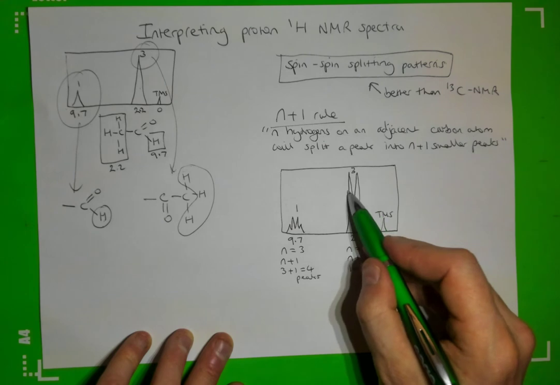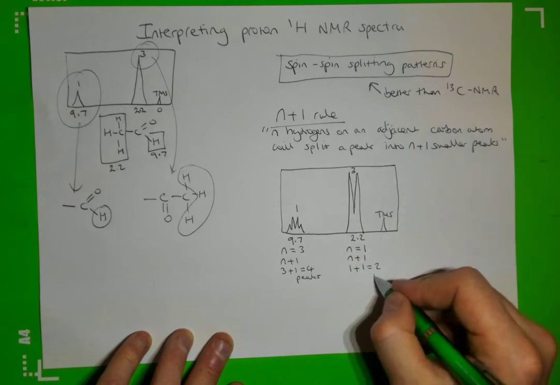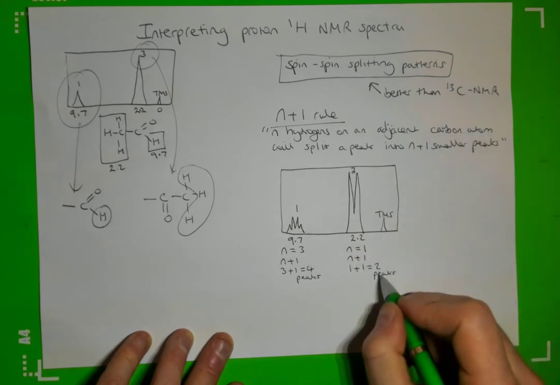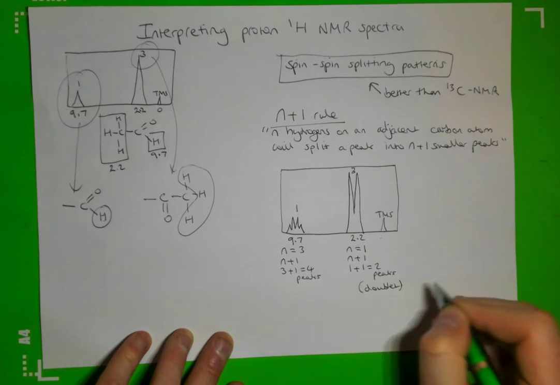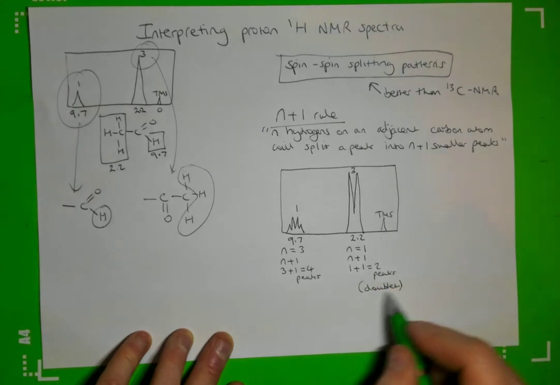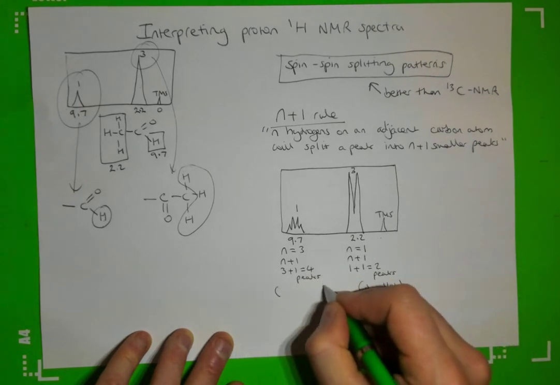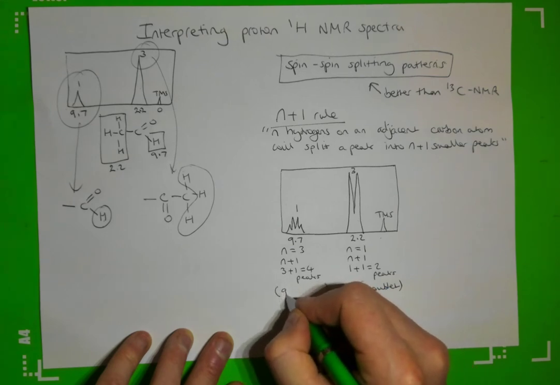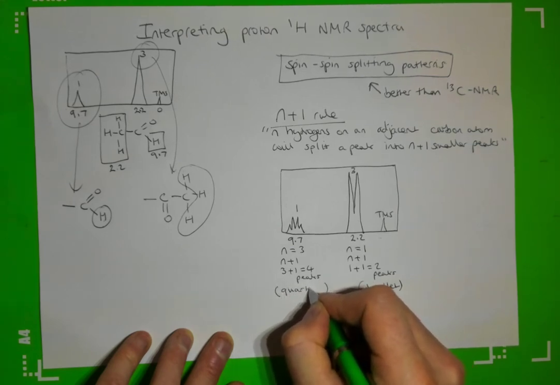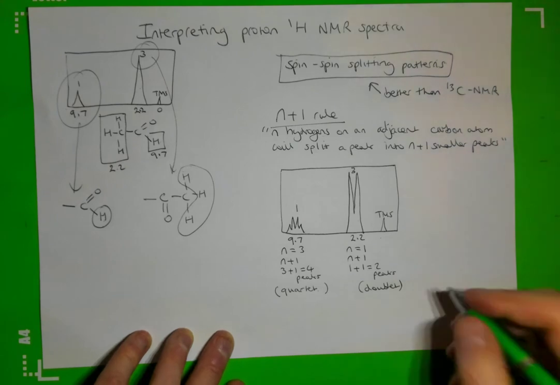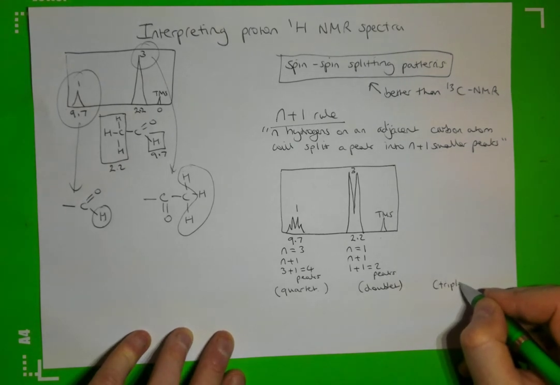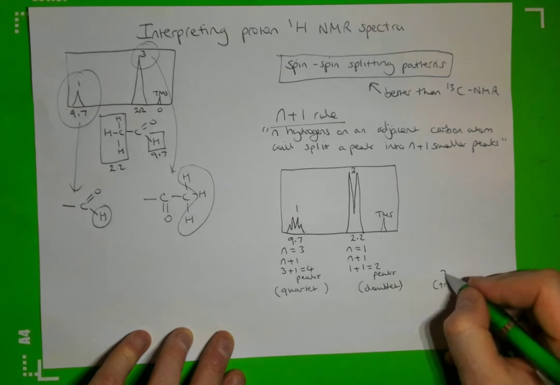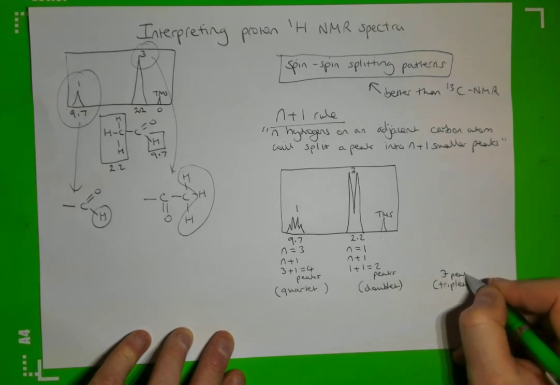So here we have 2 peaks. It's split further into 2 peaks. We call that a doublet. A doublet is when you split into 2 peaks. When we split something into 4 peaks, we'll call that a quartet. A triplet, not part of this molecule, would be where you've got it split into 3 peaks.